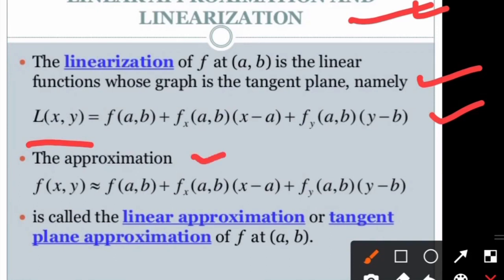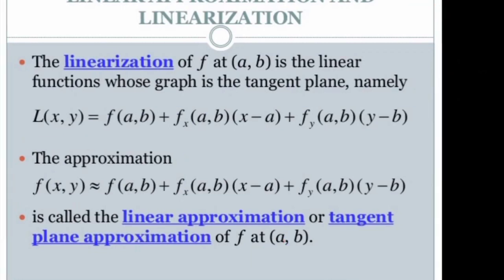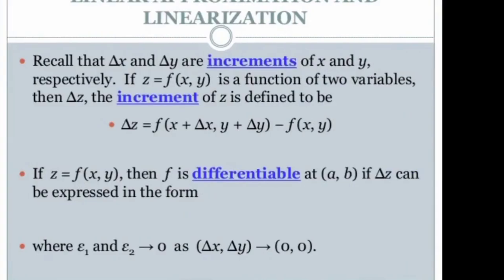The approximation f of x comma y is approximately f of a comma b plus fx of a comma b into x minus a plus fy of a comma b into y minus b, and it is called the linear approximation or tangent plane approximation of f at a comma b.